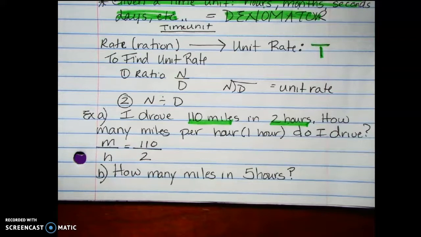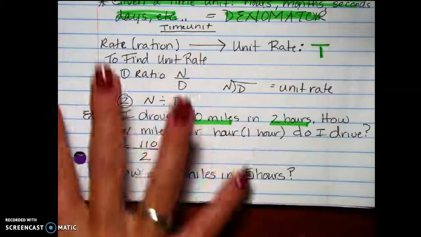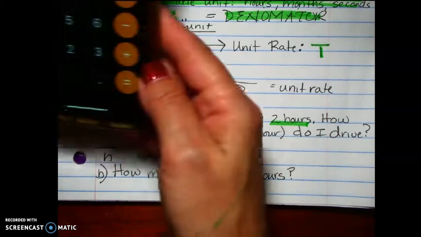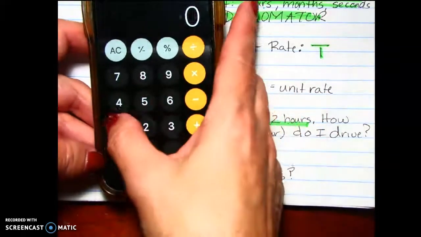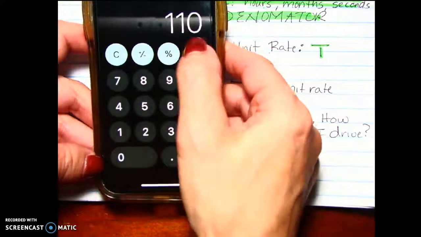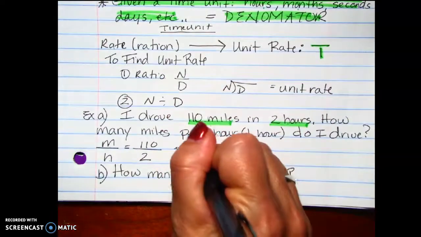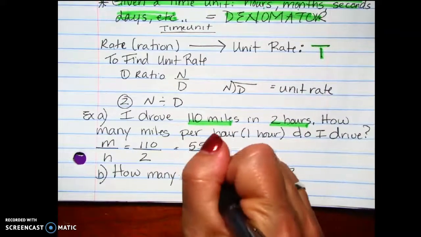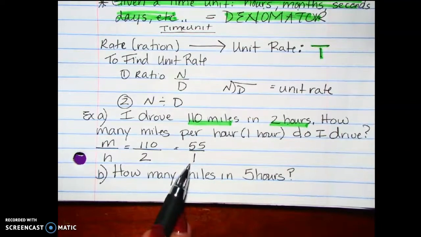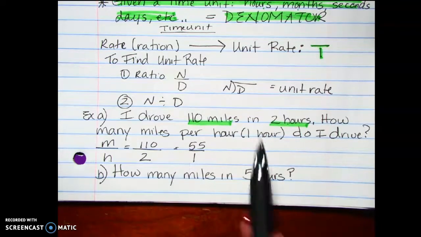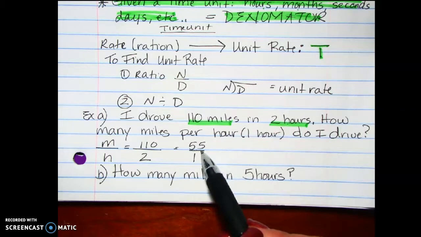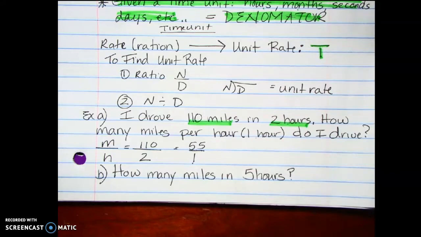Now I want you to know, you can use your calculator if you need to for any of these, because I'm really not testing you on your division skills. I'm actually testing you on if you know how to do this. I want to make sure you're able to do this. So here, I take 110 and divide it by 2, and I end up with 55 miles per 1 hour. There's my denominator of 1. Okay, so 55 miles per 1 hour. So that's the answer to that question.